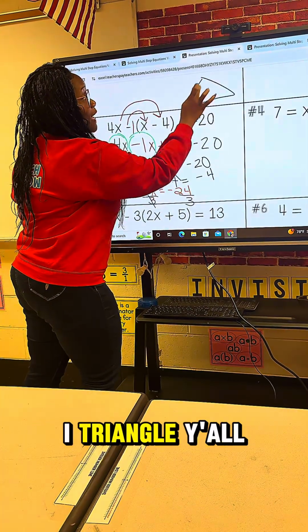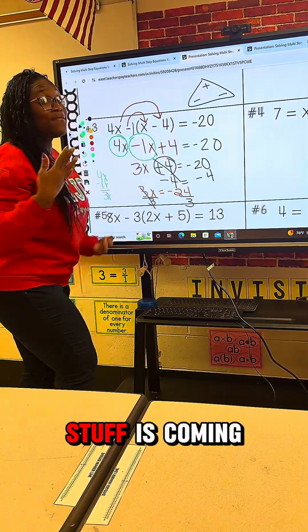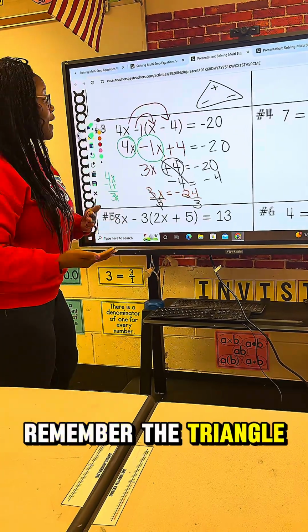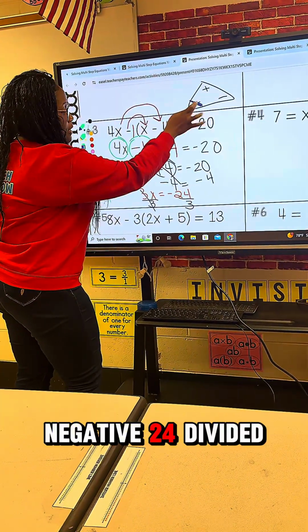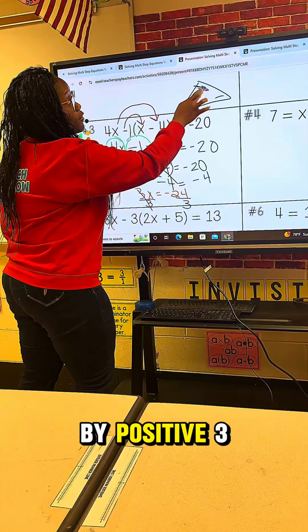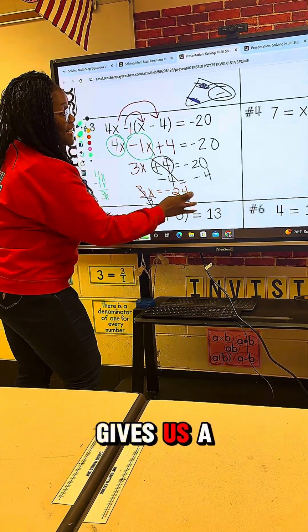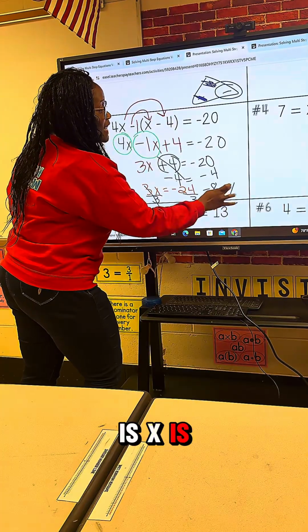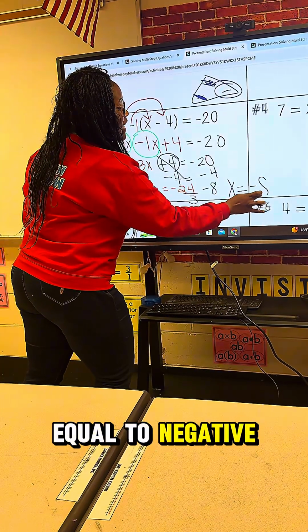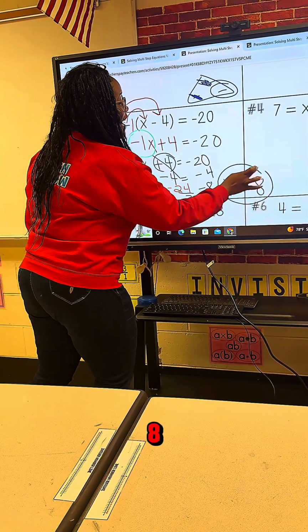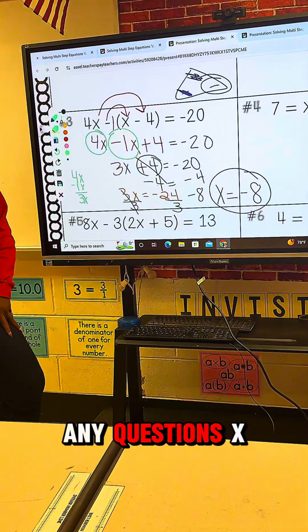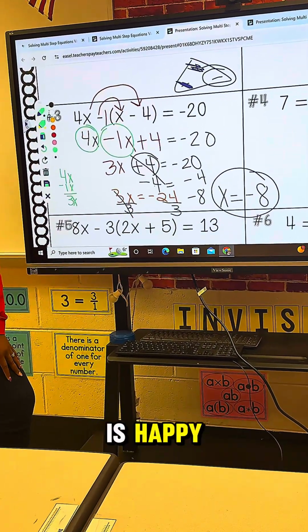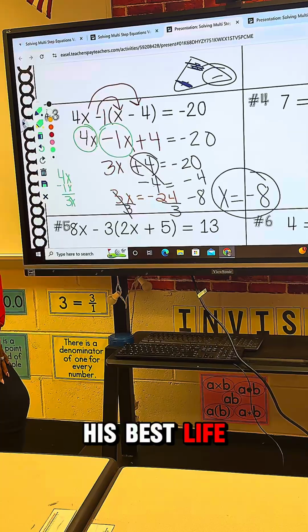-24. Remember our triangle, y'all? All of this stuff is coming back now. Remember the triangle? -24 divided by +3 gives us a -8. So our answer is x is equal to -8. Any questions? X is happy. X is living its best life.